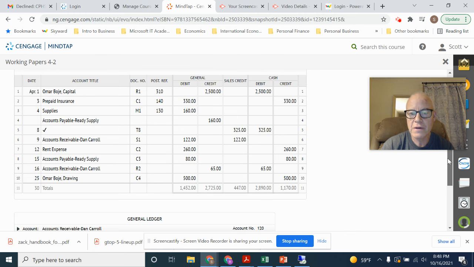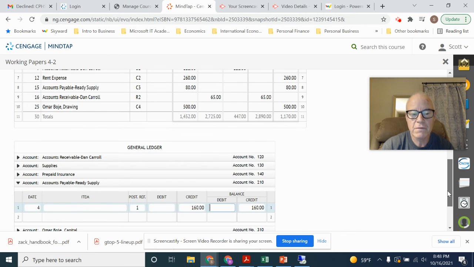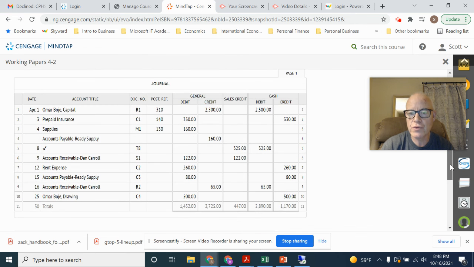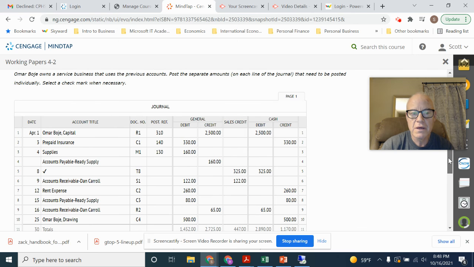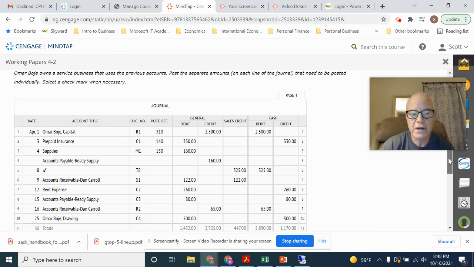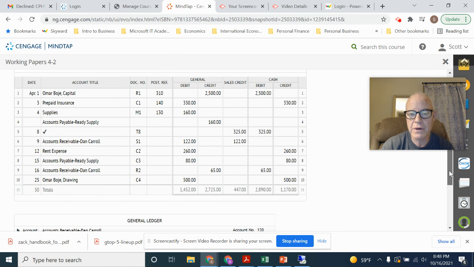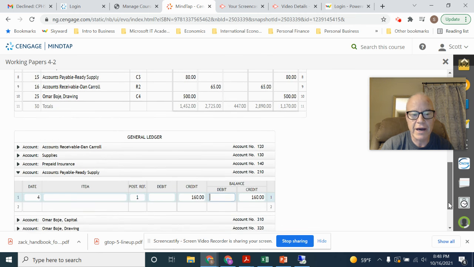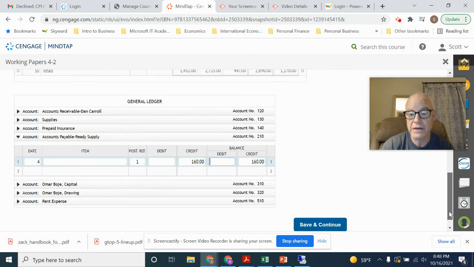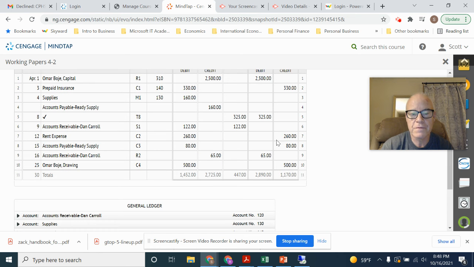Sales credit, 325. And cash, 325. Select the check mark when necessary. Well, there's no account title needed. We can just skip that because we already have it in our special columns, sales, credit, and cash. They're saying that we don't need to worry about those.